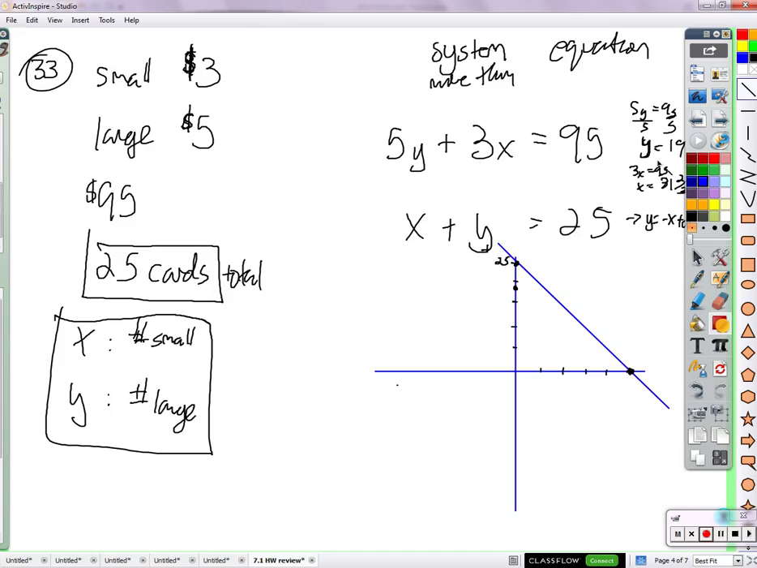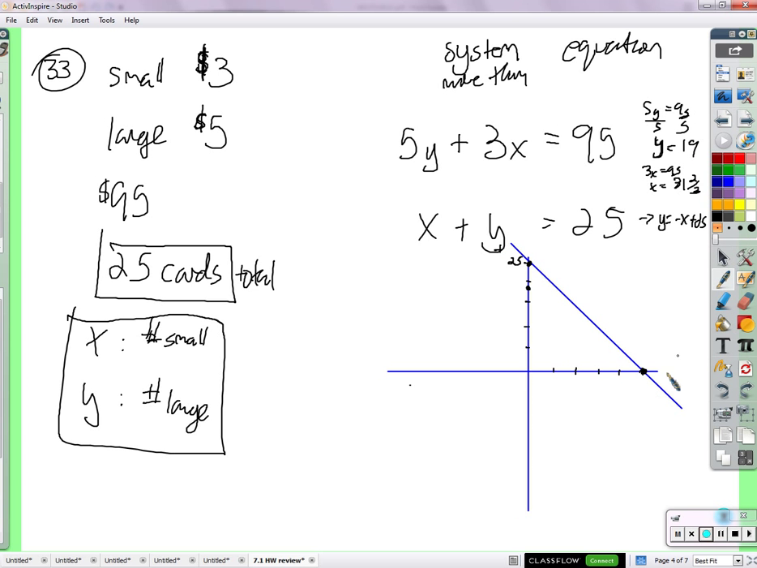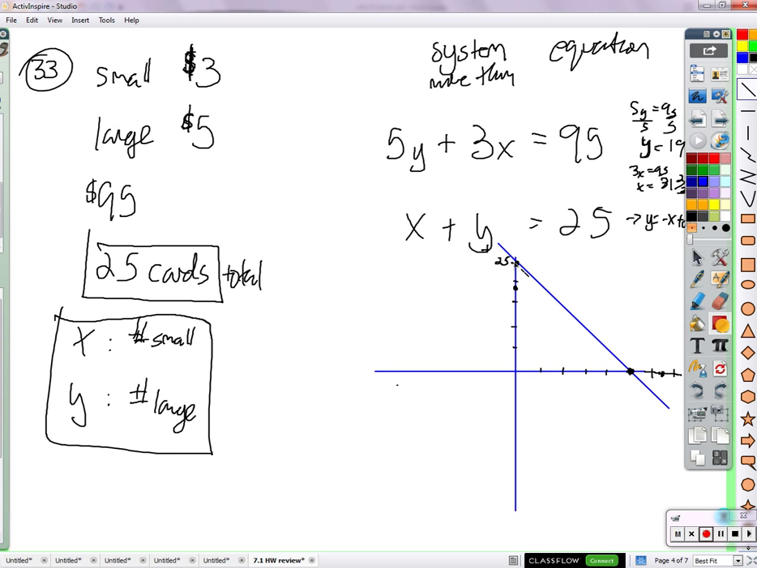This other guy, when it goes through 31 and 2/3, so that's 25, 5 more is 30, that's 35. So 30, 31 and 2/3, right around there. Okay, so a straight line from the 19 over to 31 and 2/3.